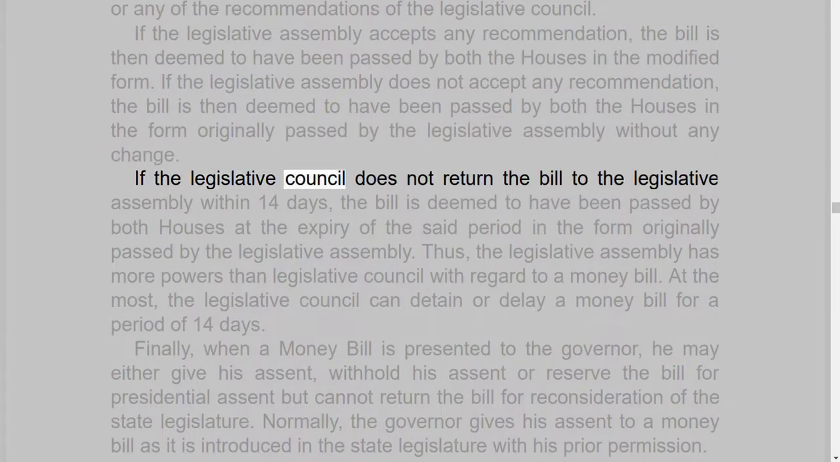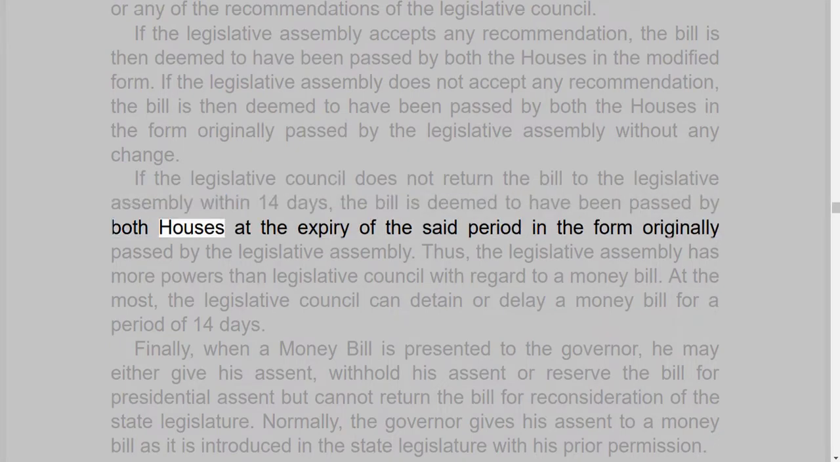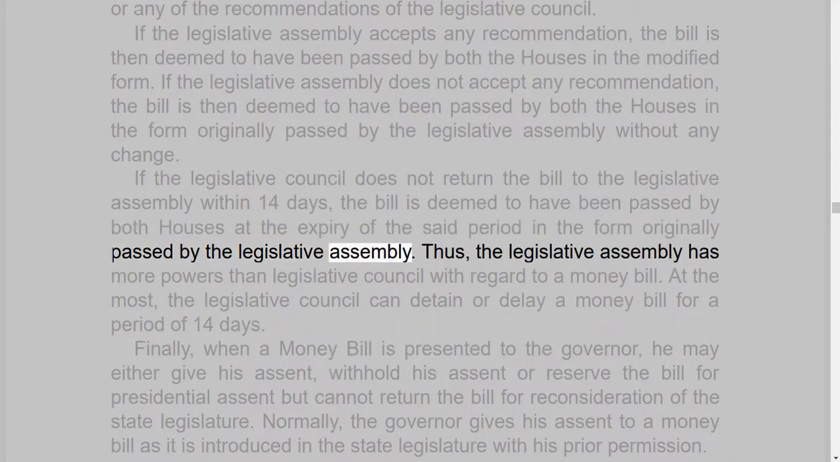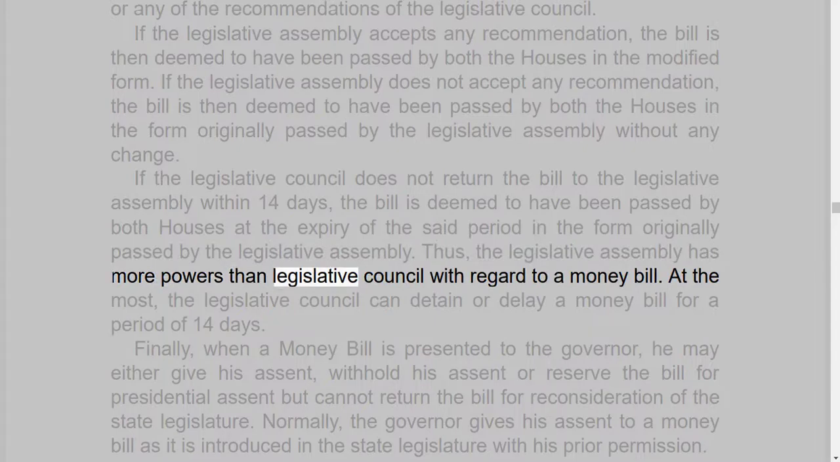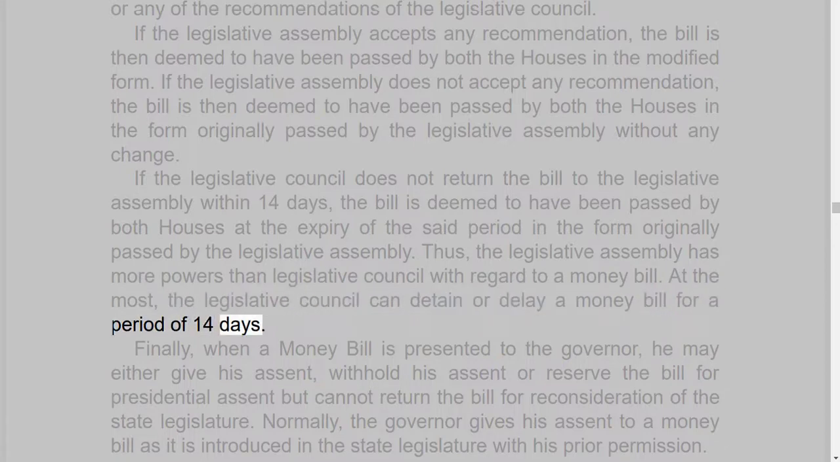If the Legislative Council does not return the bill to the Legislative Assembly within 14 days, the bill is deemed to have been passed by both houses at the expiry of the said period in the form originally passed by the Legislative Assembly. Thus, the Legislative Assembly has more powers than the Legislative Council with regard to a money bill. At the most, the Legislative Council can detain or delay a money bill for a period of 14 days.